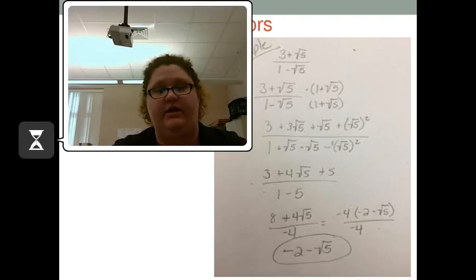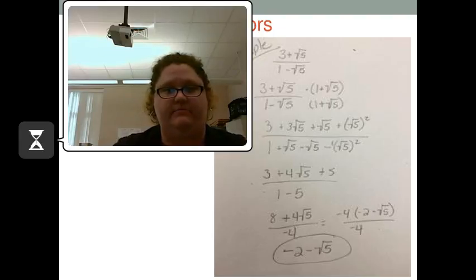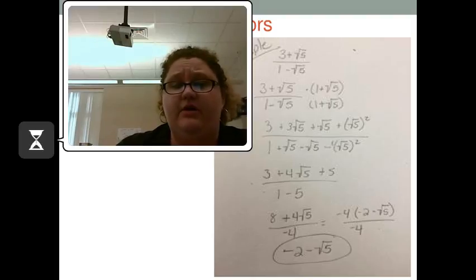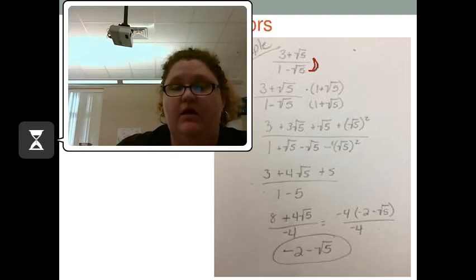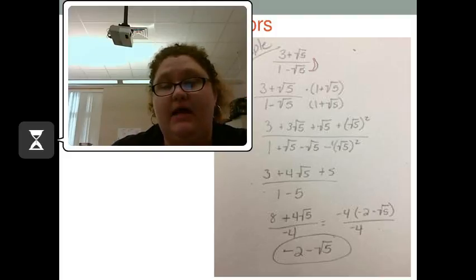So this example over here is going to walk you through that process. In this example, you're given 3 plus the square root of 5 over 1 minus the square root of 5. Again, we've got to get rid of that radical sign. The only way to do that is to multiply by the conjugate. So since we have 1 minus the square root of 5 in the original problem, you're going to multiply by 1 plus the square root of 5.